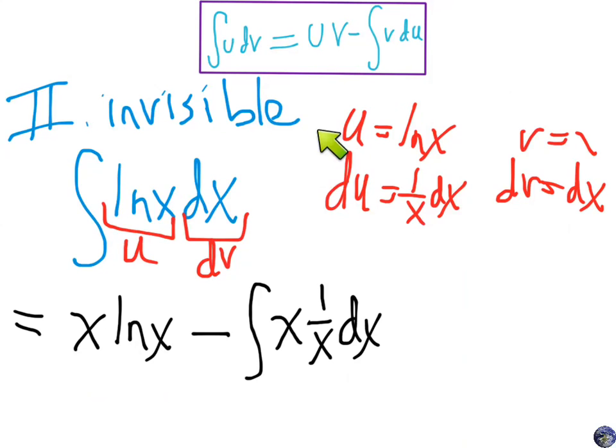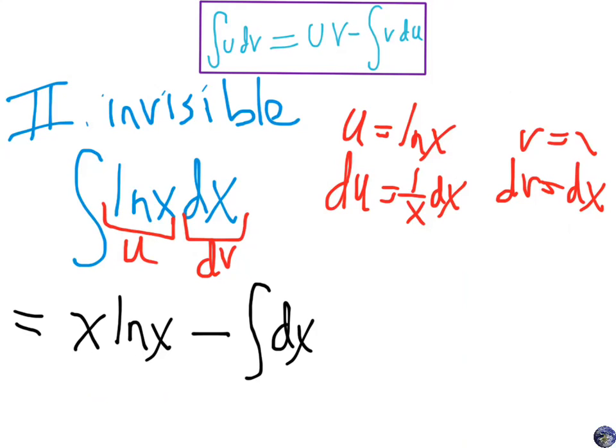Now we apply our handy-dandy formula. The integral of u dv, which is what we have, is equal to u times v. So log x times x, minus the integral of v du. The v is x, the du is 1 over x dx. That simplifies nicely. The x and the 1 over x cancel out, so you just get dx.